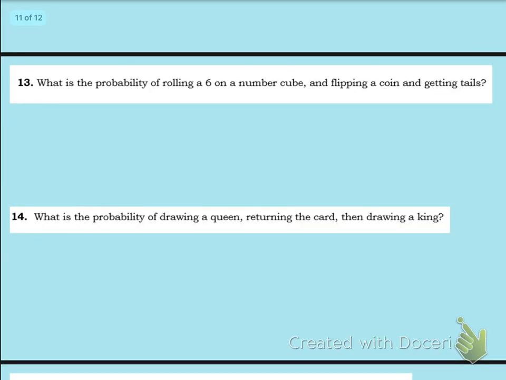What is the probability of rolling a 6 on a cube and flipping a coin and getting tails? Okay, so for the probability of rolling a 6, I have one option out of my 6. And then it says flipping a coin and getting tails. Well, I know that there's one option out of my 2. So we multiply it and get 1/12.